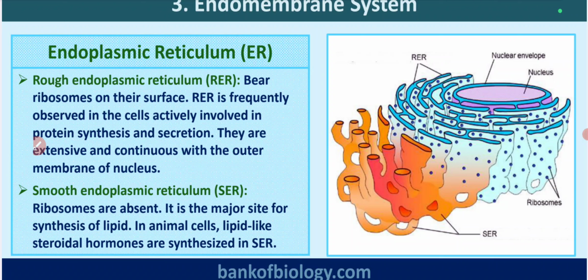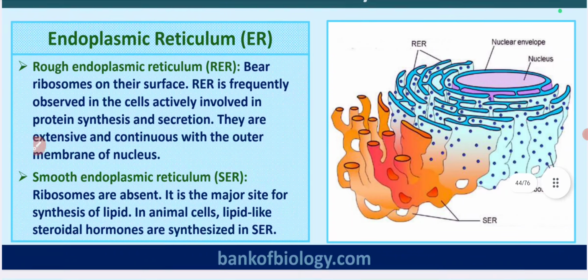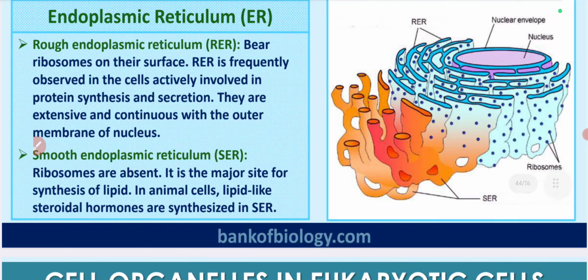They are extensive and continuous with the outer membrane of the nucleus. SER, where the ribosomes are absent, is the major site of synthesis of lipids in animal cells. Lipids like steroidal hormones are synthesized in SER.